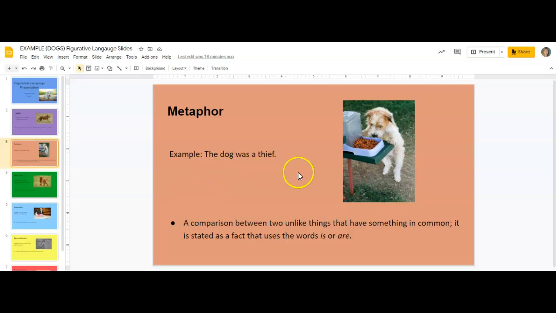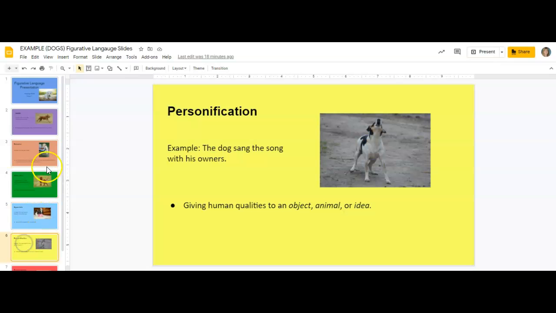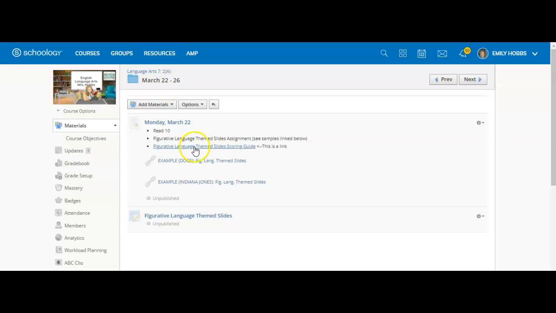And you're going to see a metaphor. The dog was a thief. Comparing the dog and a thief, saying the dog is. So you're going to see the title, picture, definition, example. And you can see that this is linked if you want to look at this closer. So that is one example. Let me give you another example.